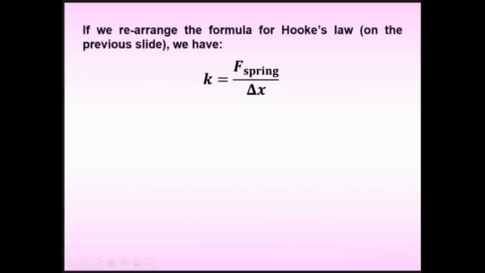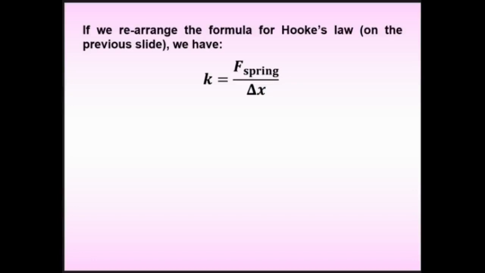If you rearrange the formula for Hooke's law on the previous slide, we have what? The only way to rearrange it, ditching the minus, if there was ever a minus in the way they give it to you, is k equals the force of the spring, or the restoring force, because remember we have two names, both of them mean the same thing, the force the spring applies on you, divided by delta x.